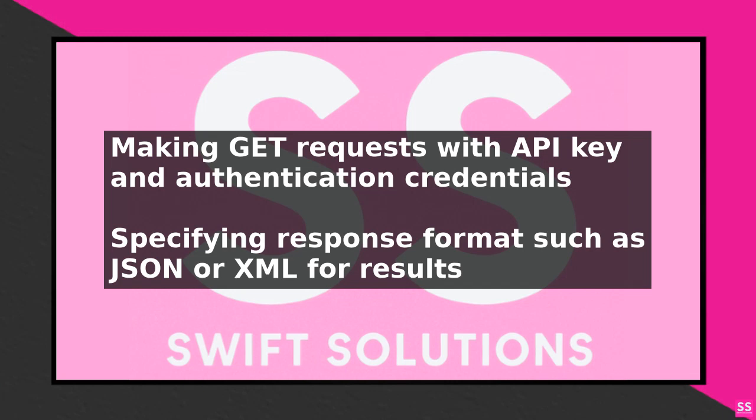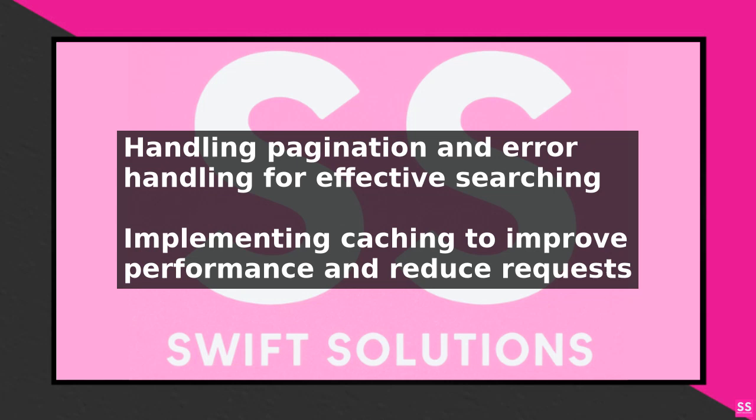Best practices for searching the Bill.com API webhook include handling pagination, error handling, and caching. Since the API returns a limited number of results per page, you need to handle pagination to retrieve all the results. You should also implement error handling to handle any errors that may occur during the request. Additionally, caching can help improve performance by reducing the number of requests made to the API.